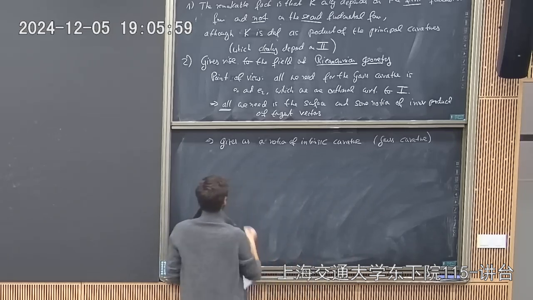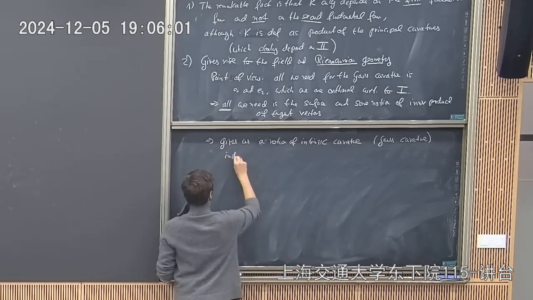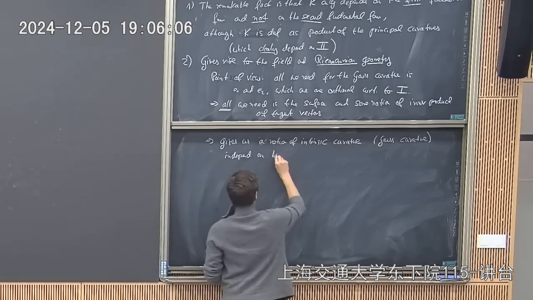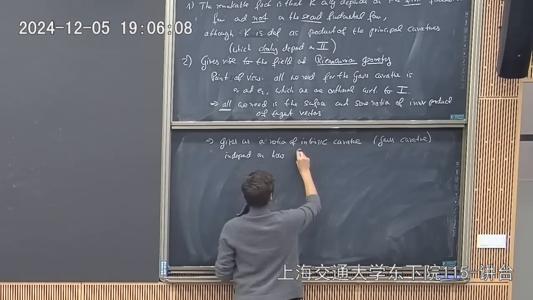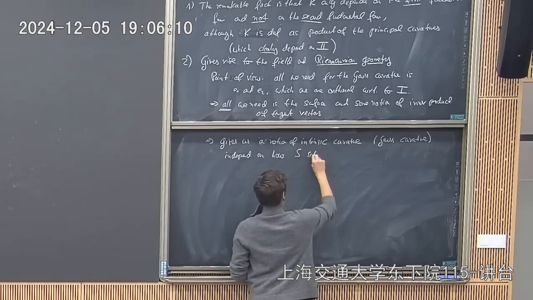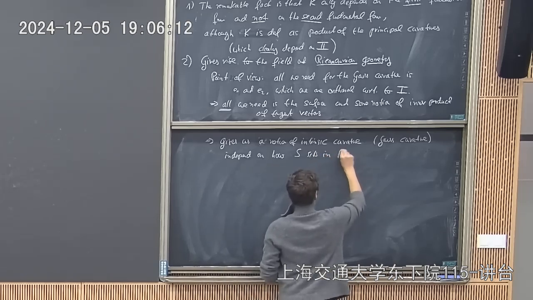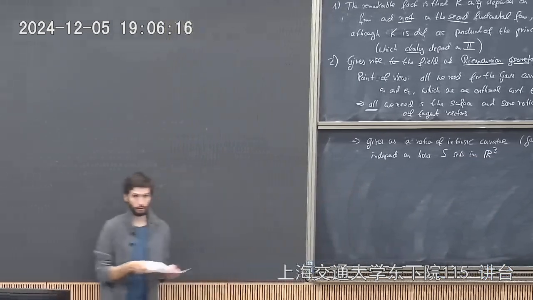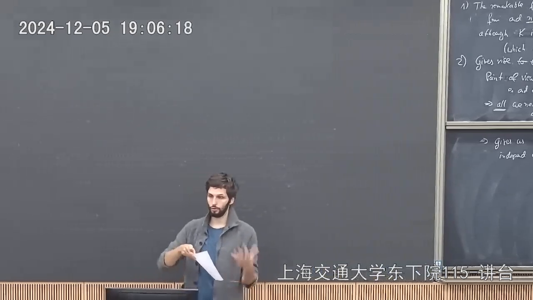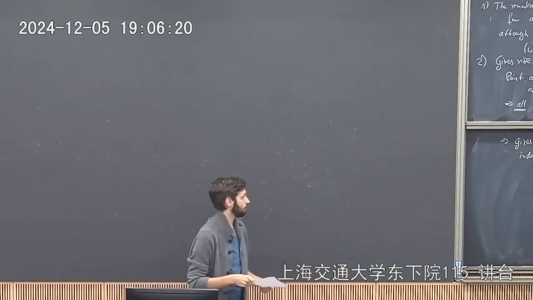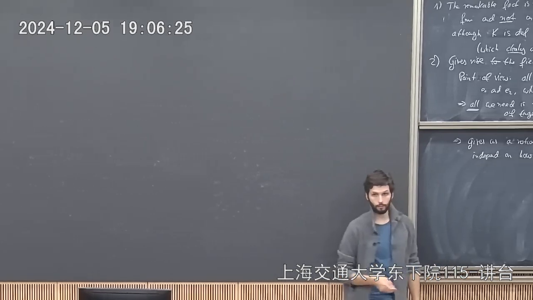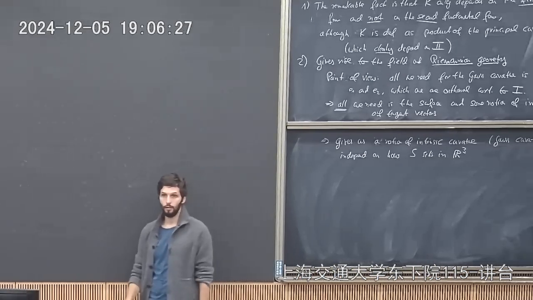But that's intrinsic, independent of how the surface sits in R3. So just saying there is a surface, and we don't have to worry about how to visualize it in an ambient space. And that's quite important if you think about, for example, physics.